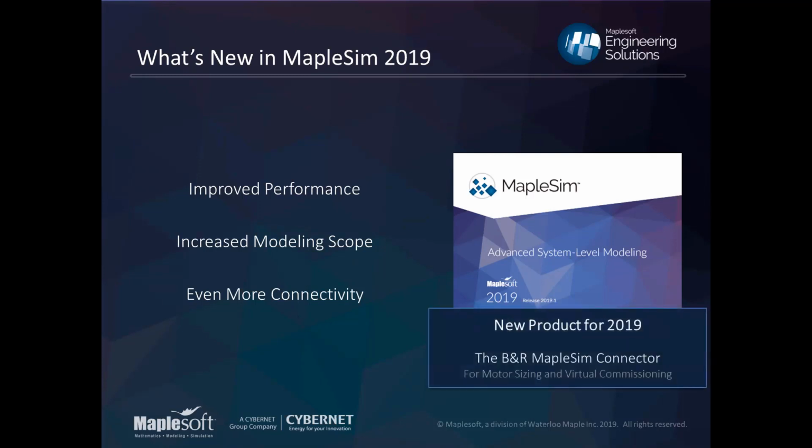A special note for 2019, we have an additional product available now for MapleSim. It's called the B&R MapleSim connector. And for those of you who have any connection to machine design or the automation industry, it's a really tightly integrated connector that allows you to take a MapleSim model and have it work directly from within B&R Automation Studio. And this really unlocks a lot of potential to easily perform things like motor sizing.